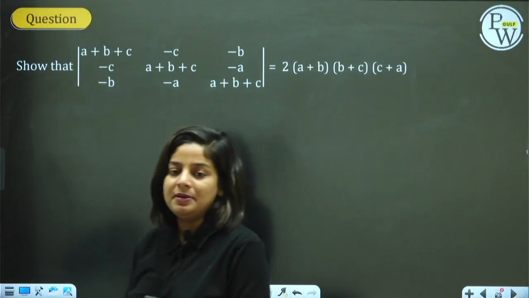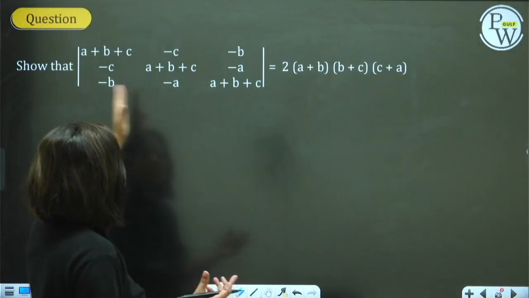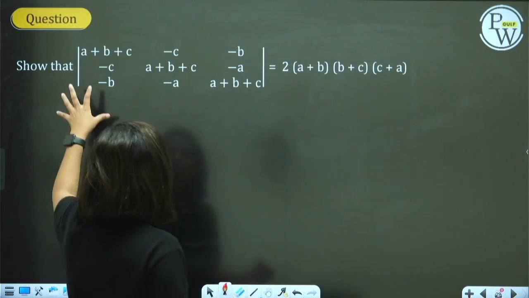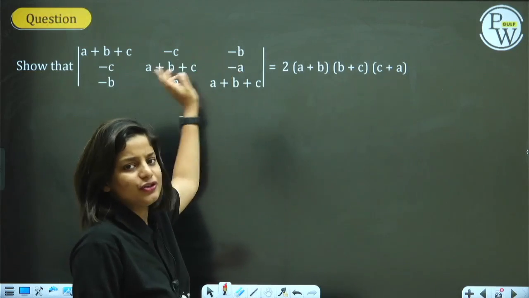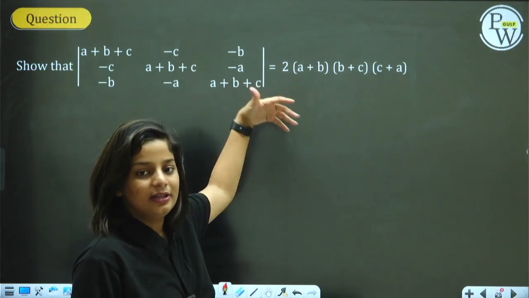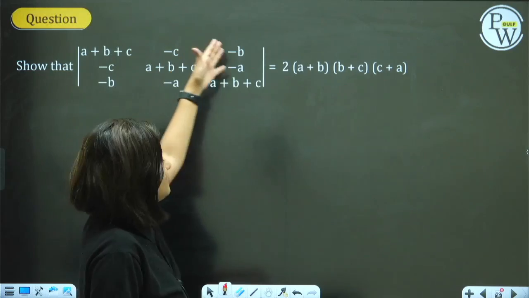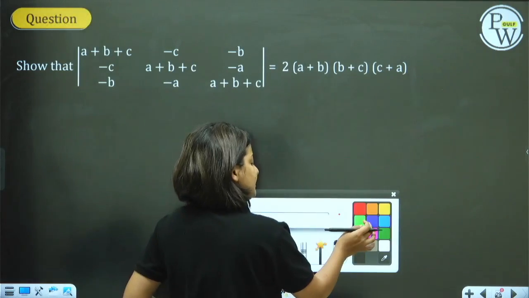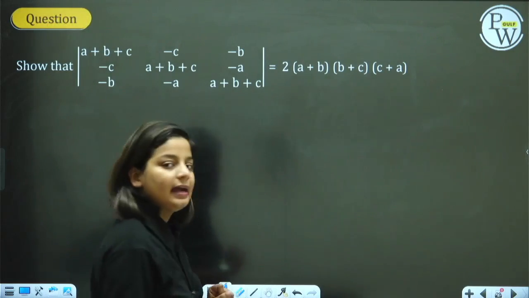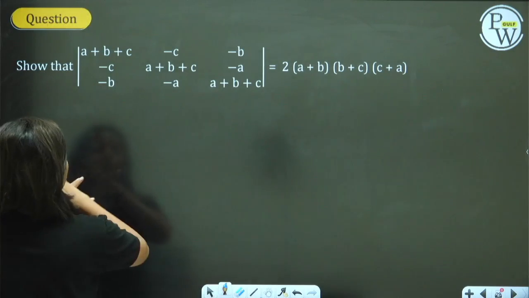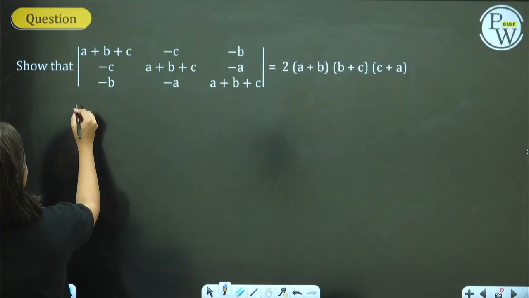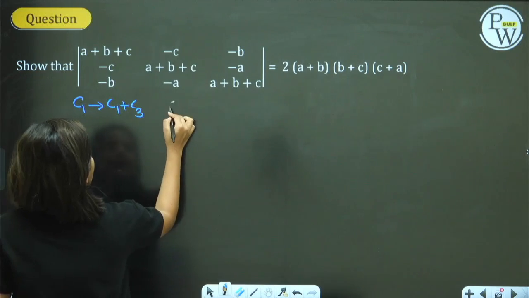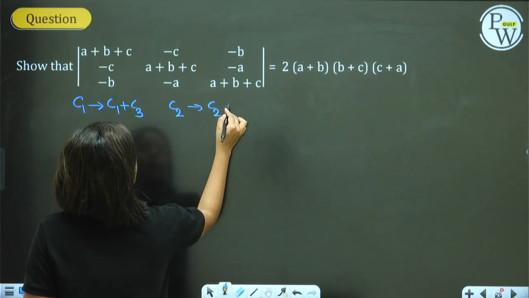Show that a plus b plus c minus b. Whenever you have such a type of question, that means the values are kind of symmetric. What we have in the first row is something similar to the second row and third row. What we have in the first column is similar to the second and third column. Not same, similar. To solve such a question, it's better we either add all of them, or let's do this. Column 1 changes to column 1 plus column 3 and column 2 changes to column 2 plus column 3.